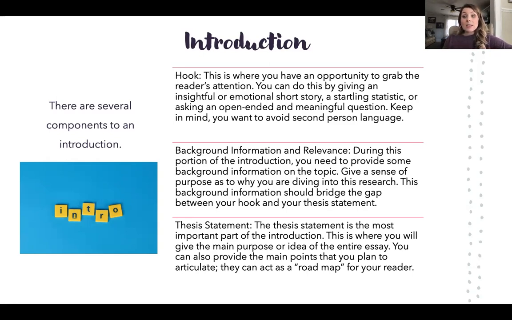Background information and relevance. During some portion of your introduction, you need to provide some background information on the topic. Give a sense of purpose as to why you're diving into this research. The background information should bridge the gap between the hook and your thesis statement. What we really call this is transitional sentences. What this does is it takes you from point A to point C. So it takes your hook and it considers your topic, and it gives background information that leads to the purpose of why you're writing the essay. And it makes the introduction flow better.